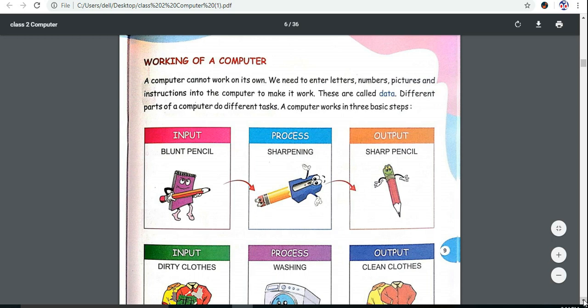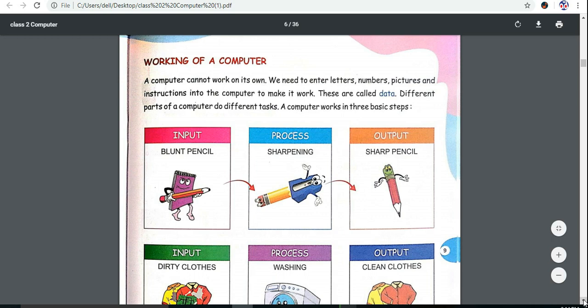In the last video we have seen the difference between man and computer. So how computer needs a man for working, the same way man needs a computer for use. Okay, now in this topic we will see working of a computer, how computer works. Okay, so computer works on three steps.